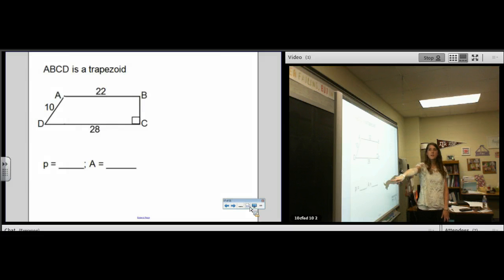Find the perimeter and the area. Oh, this one. That's a lot of work. It's not a lot of work. Oh, I have to draw this. Oh, I know how to do this. Just kidding.